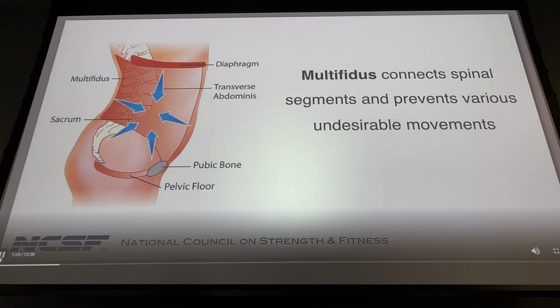The opposing side of the spine is the multifidus, which connects spinal segments and prevents various undesirable movements. Multifidus is a very hot topic in the whole functional anatomy scene right now because it's almost like people forgot that there was a multifidus and people forget that there is a pelvic floor, and then we're realizing that all this stuff together makes up this inner unit.